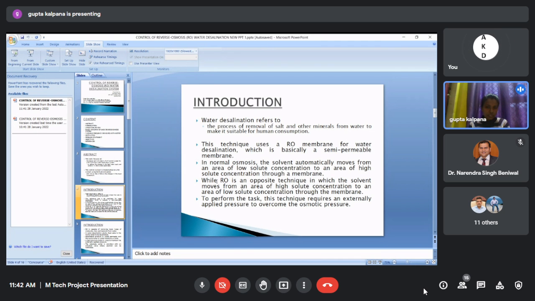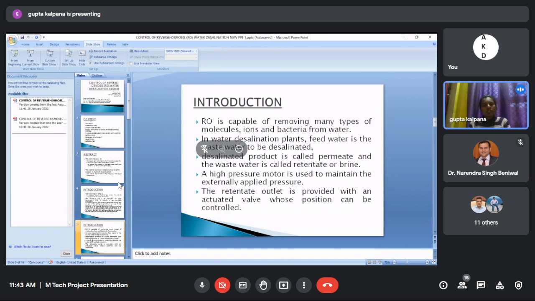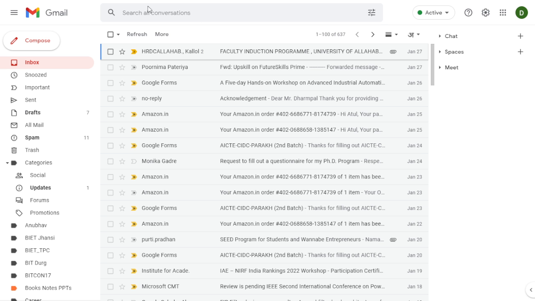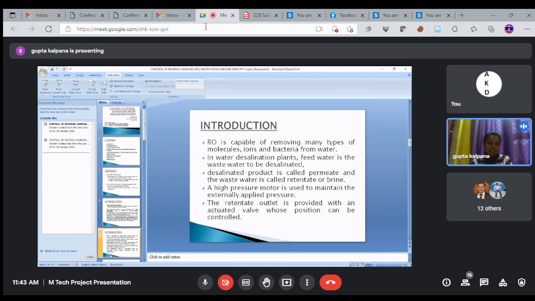To perform this task, the technique requires an externally applied force to overcome the osmotic pressure. As we see, RO is capable of removing many types of molecules, ions, and bacteria from water. In a water desalination plant, feed water is the wastewater to be desalinated. In this process, a high pressure motor is used to maintain the externally applied pressure. The retentate outlet is provided with an actuated valve whose position can be controlled.